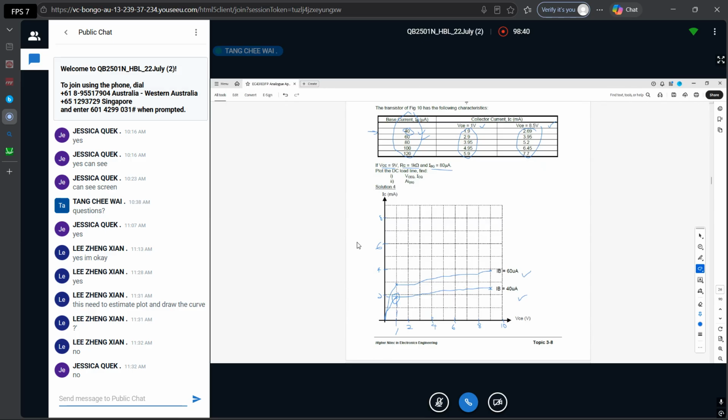Then here, 1.9. Then they say at VCE 8.5 volts. Wait, 9 volts is here, so 8.5 is about here. I think I drew this one wrongly. This is 9, but they say 8.5 volts. So this point is wrong. Okay, 8.5 is here, about half.